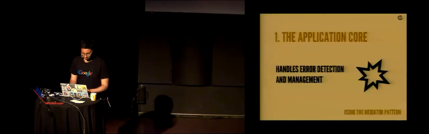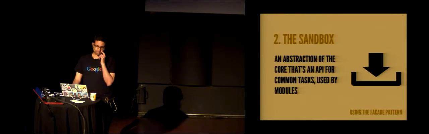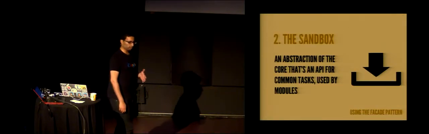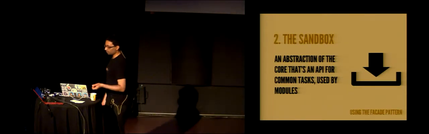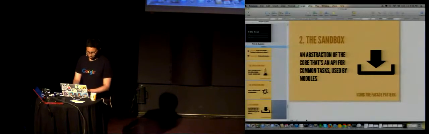Now, I'm not going to show you that, but let's talk about the sandbox. So we took a look at the facade pattern earlier on, and the sandbox is using that. It's basically an abstraction of the core that's an API for common tasks. Now, we're going to go back to the mediator for just a moment.